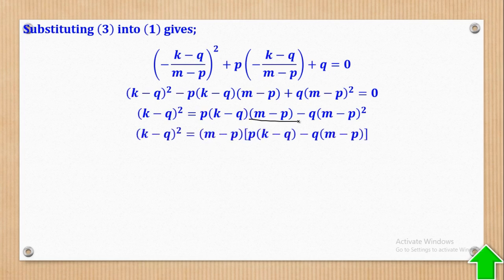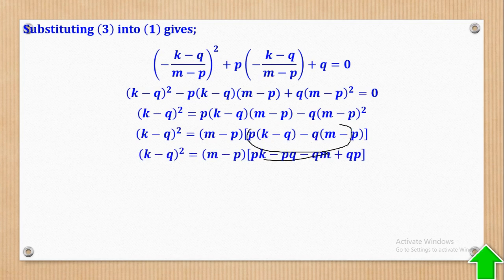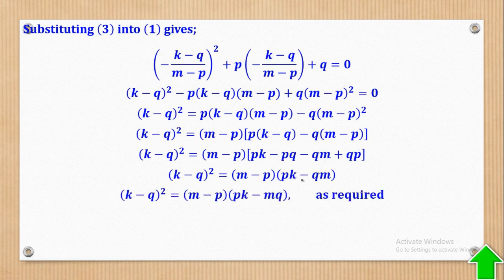So in this case, m minus p is common, pull it out, remain with this. Then open these small brackets to come up with this. Then you realize that this one and this one cancel, remain with this, and that. Therefore, you'll be able to come up with the required expression.